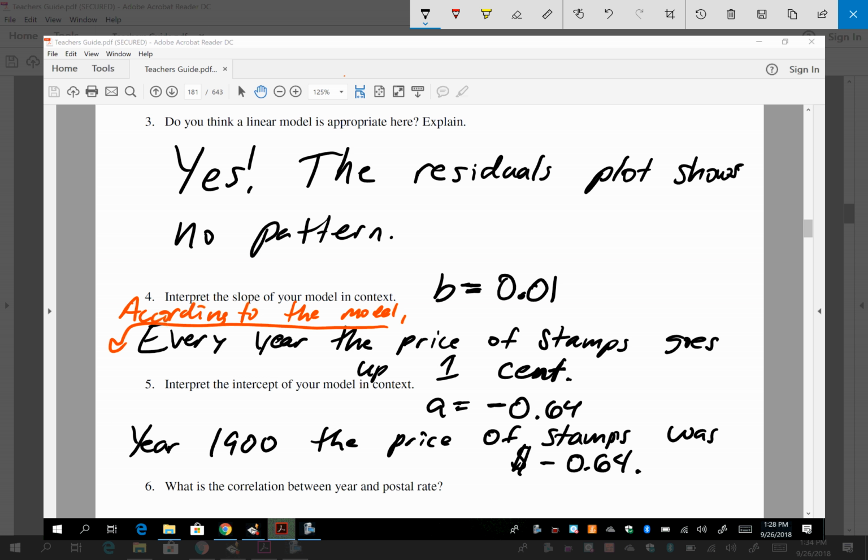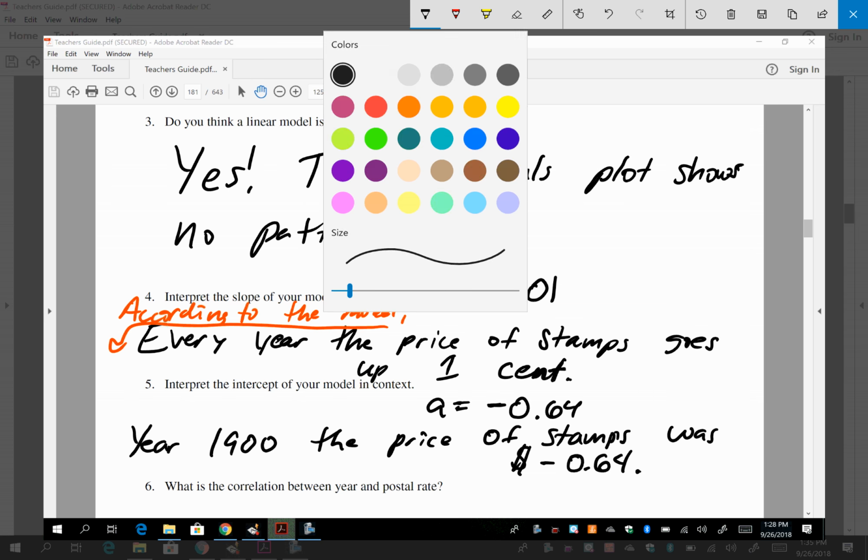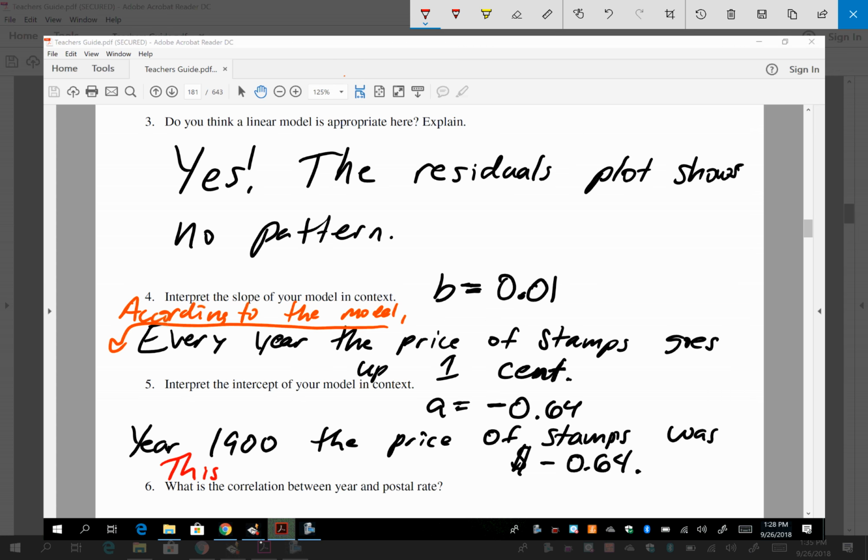Exactly, George. So when you do y-intercepts, sometimes they will make no sense. Write that down. This makes no sense. Literally, it makes no sense. I should have written it in red. So basically what we're saying here is that in the year 1900, you go to buy stamps, they say, hey, thanks for buying stamps. Here's 64 cents and a stamp. Right? Because negative means they're paying you. And that makes no sense.